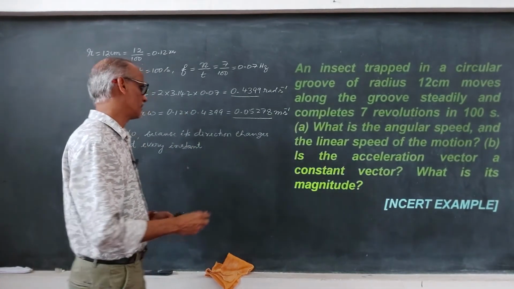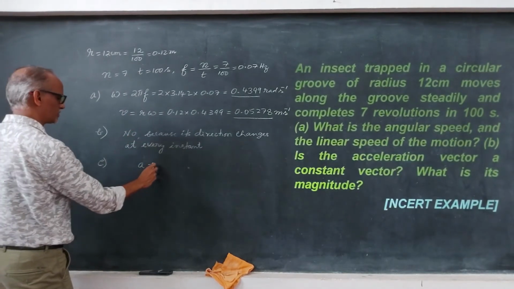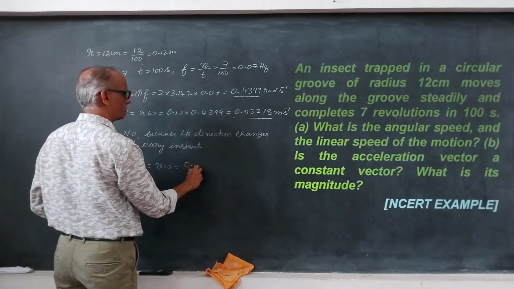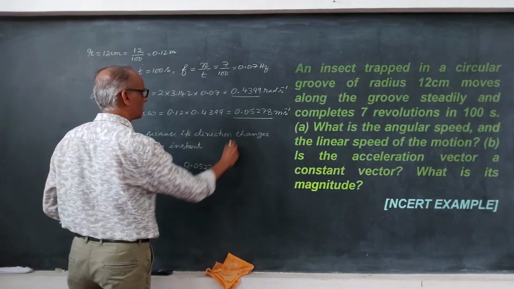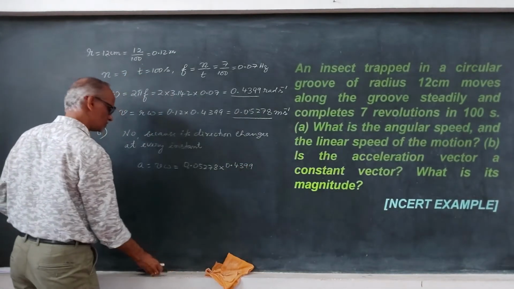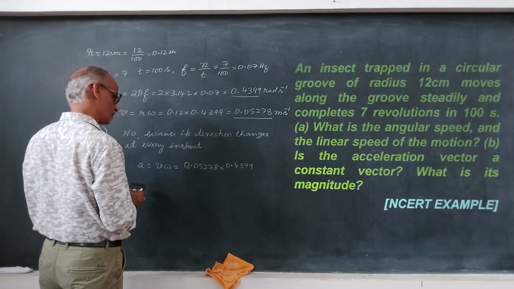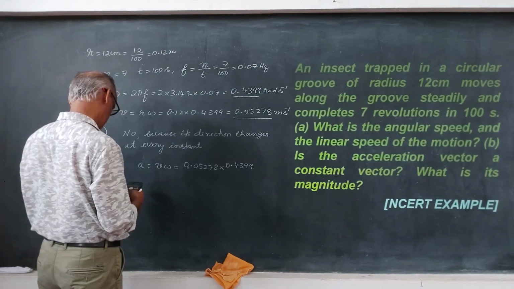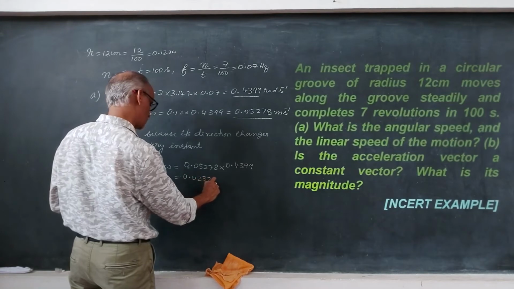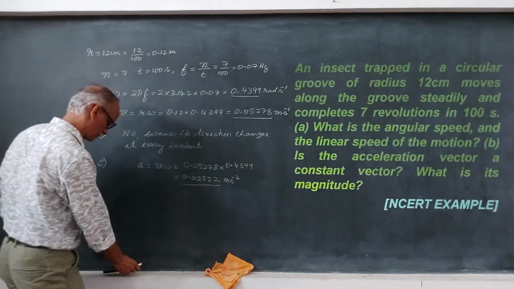Then, what is its magnitude? So, we can find the magnitude. A is equal to, we can find using the various options, we can find using A is equal to v omega. So, the value v is here, 0.05278, into the value of omega, which is 0.4399. So, 0.05278 into 0.4399 will be 0.02322 acceleration. So it is meter per second square.